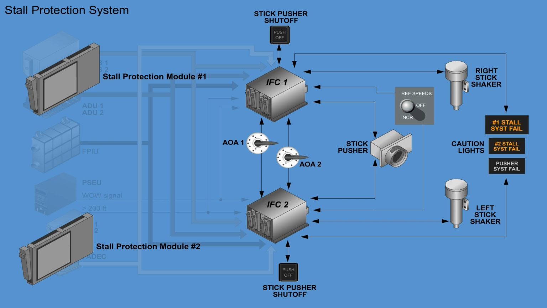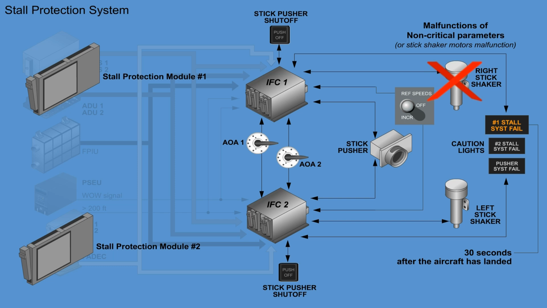The number 1 stall system fail and number 2 stall system fail caution lights come on immediately in flight when malfunctions that prevent stick shaker and stick pusher operations are sensed. Malfunctions of non-critical parameters or stick shaker motors malfunction are not shown in flight but 30 seconds after the aircraft has landed.